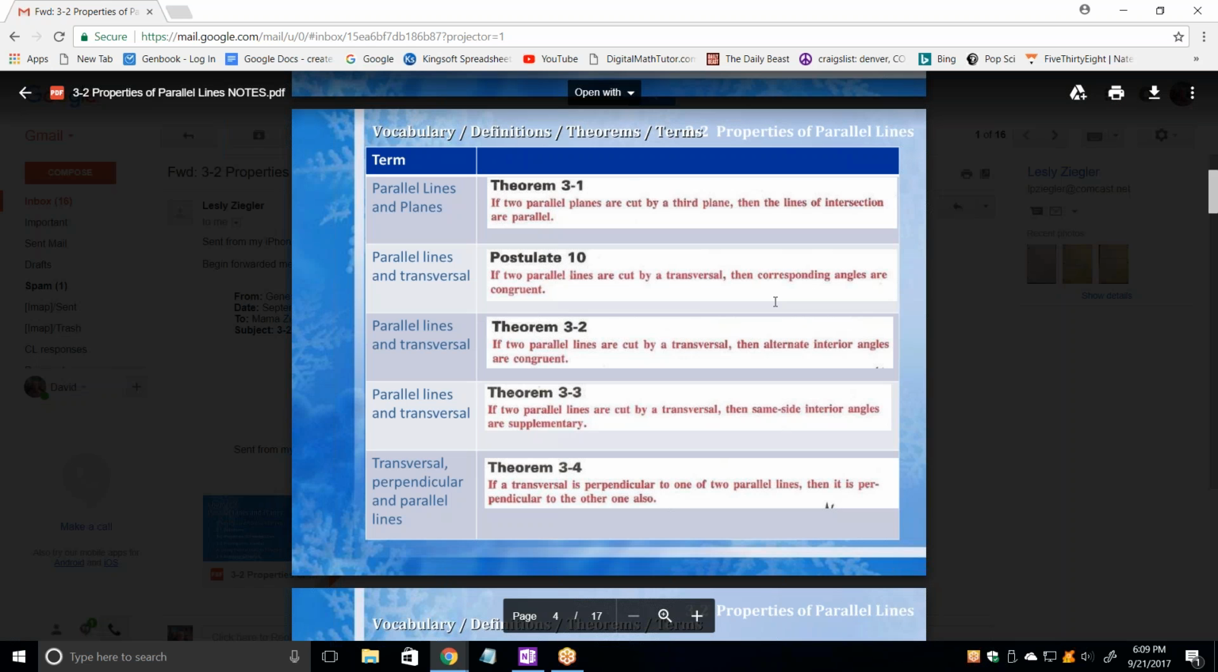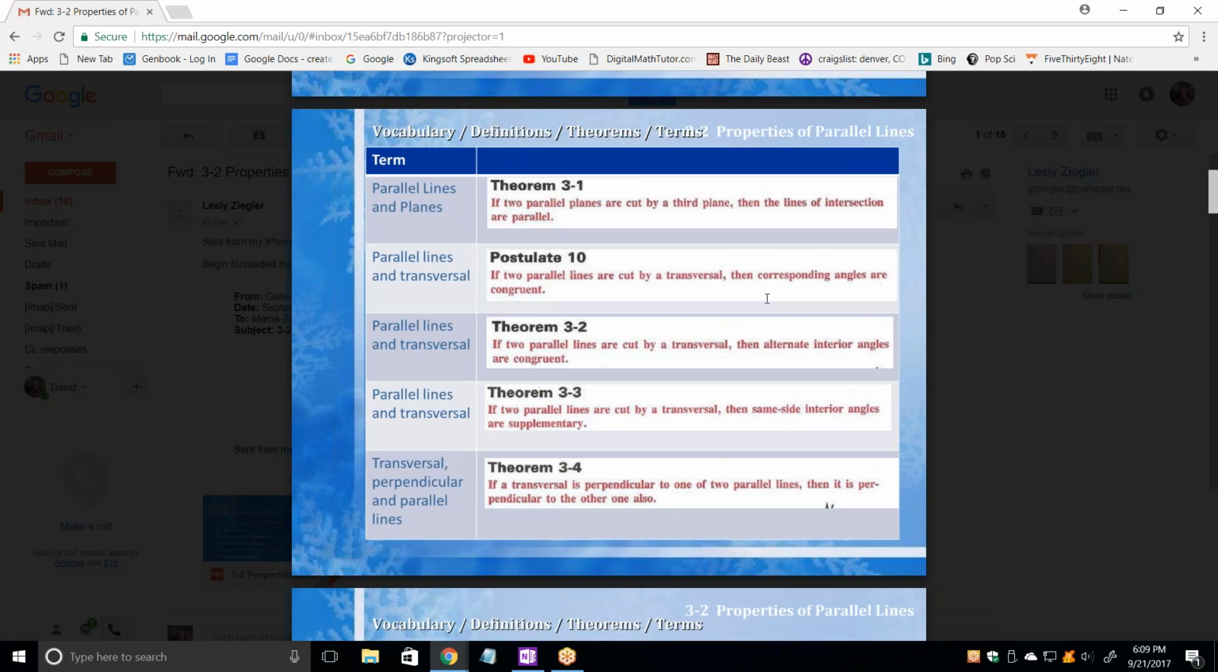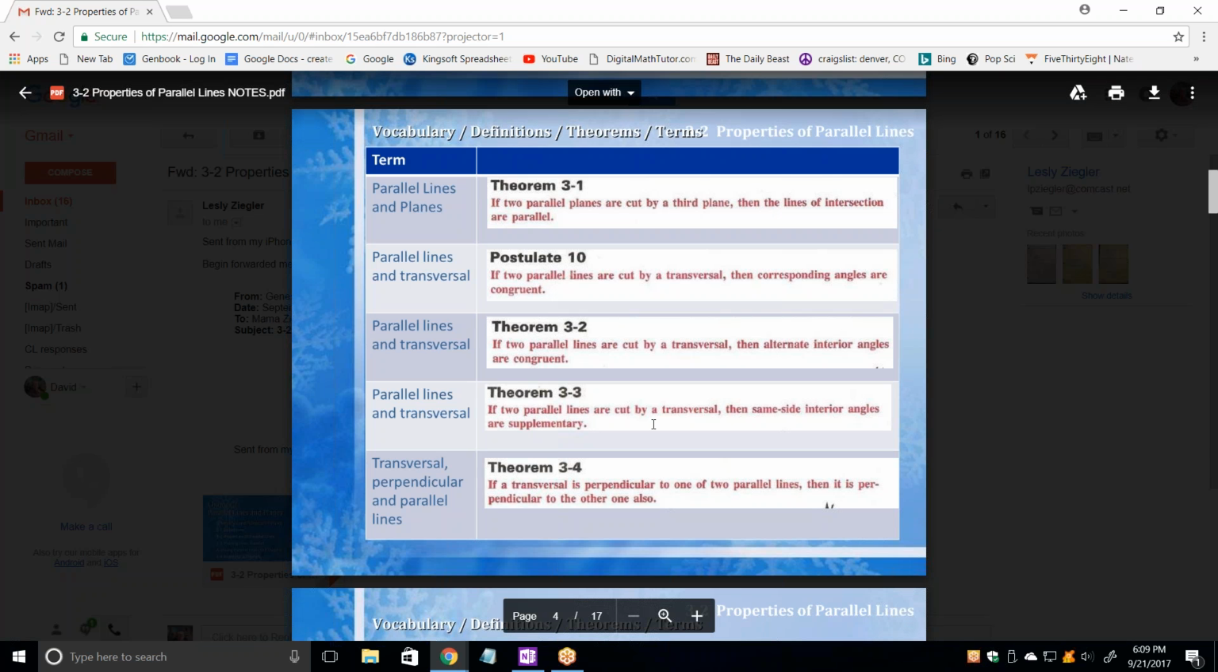Here's postulate 10. When a transversal cuts parallel lines, then the corresponding angles are congruent. Next one, then the alternate interior angles are congruent. The next one, then the same side interior angles are supplementary.